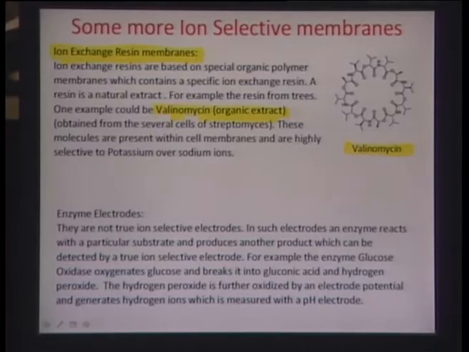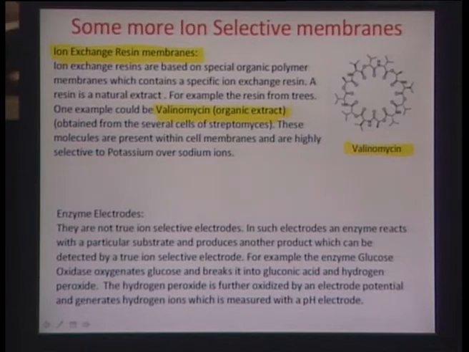So, the whole idea here is that valinomycin, which is also an organic, natural extract, can be used for the same application that it is used for naturally. And this can be a fantastic ion selective electrode.